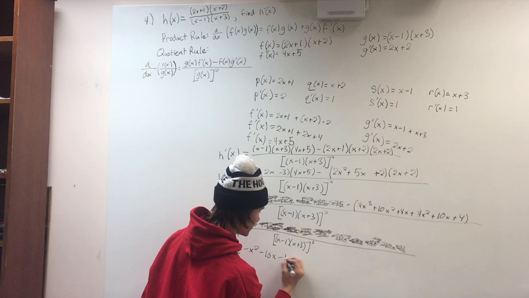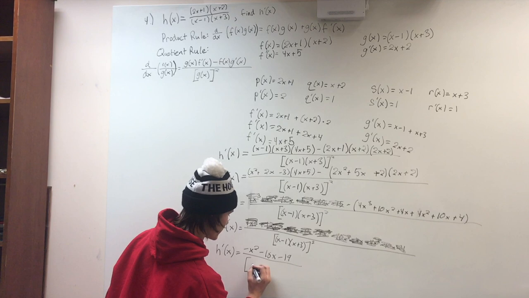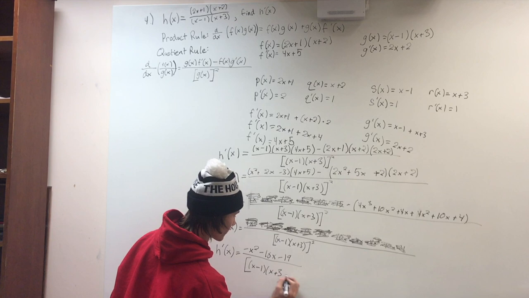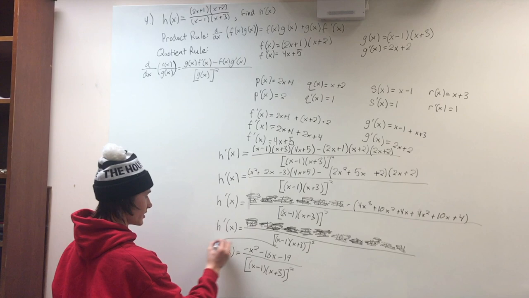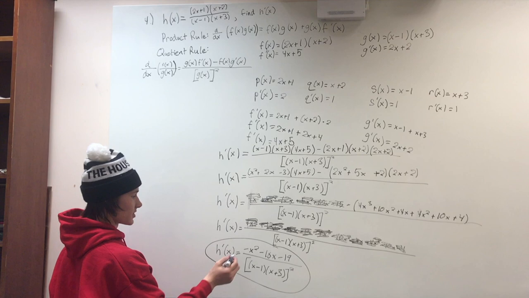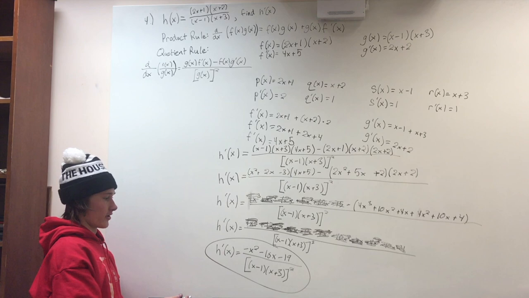That's going to be all over this g of x squared, which, as I said, is acceptable to leave in this form for the sake of this equation. So this is going to be our final answer. The derivative of h of x equals negative x squared minus 16x minus 19 all over x minus 1 times x plus 3 all squared.